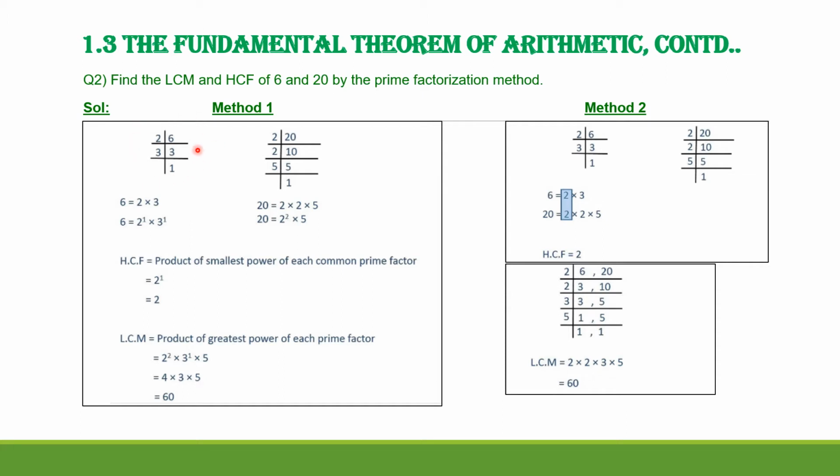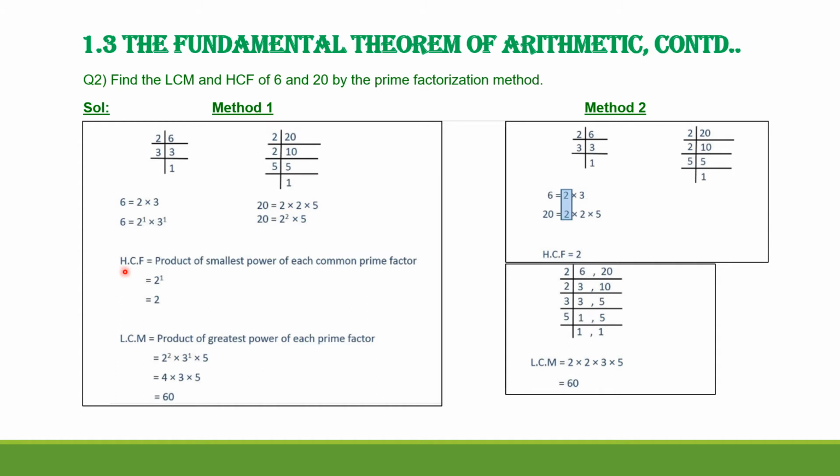First we will find 6. How can we write it in terms of prime factors? 6 can be divided by 2, then 3 will remain, then it can be divided by 3 and then 1 will come. So we write 6 as 2 into 3. Let's represent it in the form of powers: 2 power 1 into 3 power 1. Similarly for 20, it can be represented as 2, 2, 5. In terms of powers, 20 is 2 power 2 into 5 power 1, because 2 came twice.